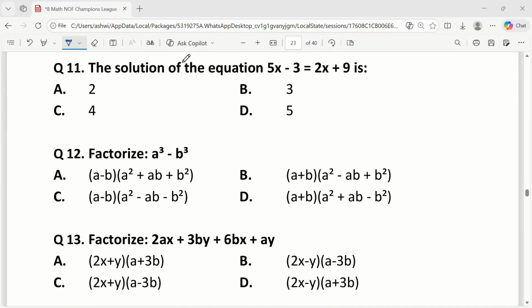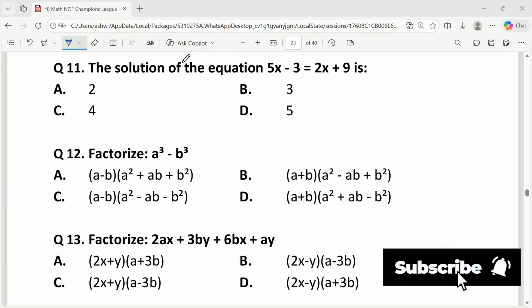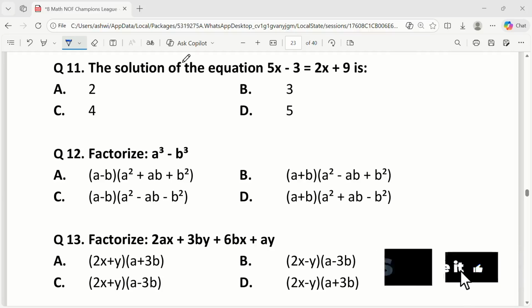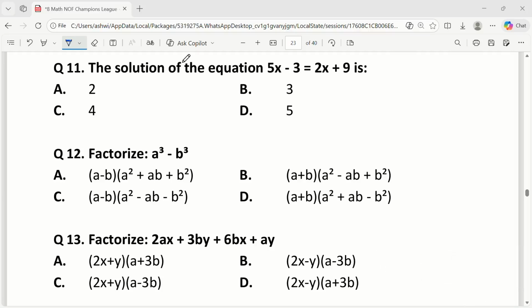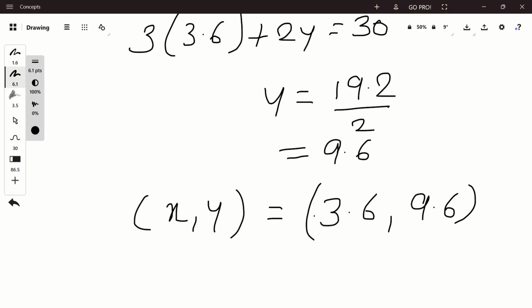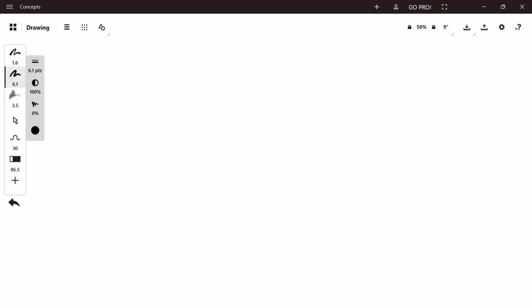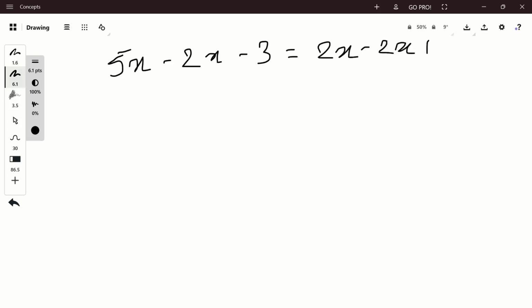Question 11. The solution of the equation 5x minus 3 equal to 2x plus 9 is. Subtract 2x from both sides of the equation. We have 5x minus 2x minus 3 is equal to 2x minus 2x plus 9. That is 3x minus 3 is equal to 9.